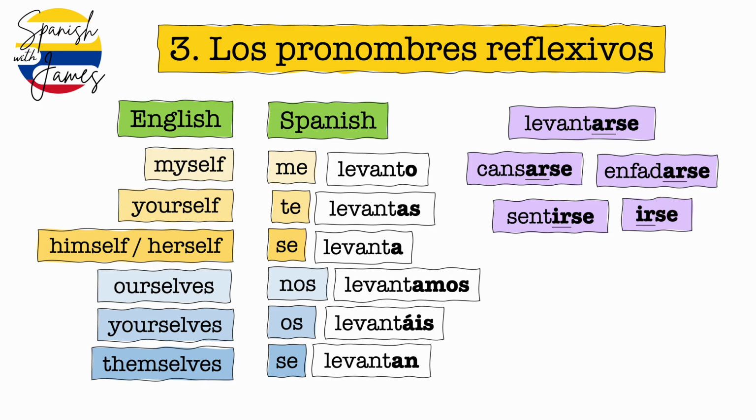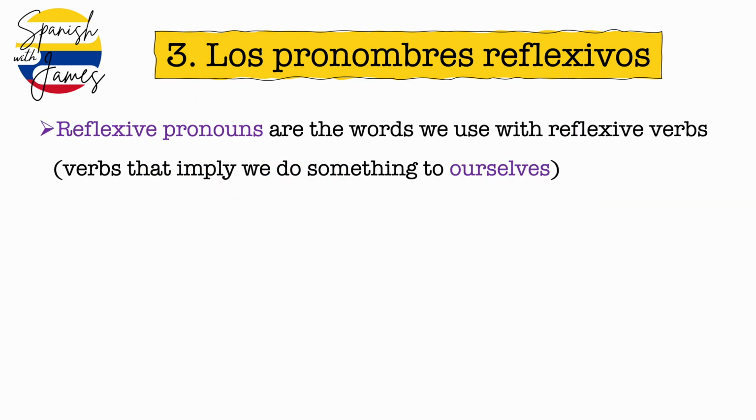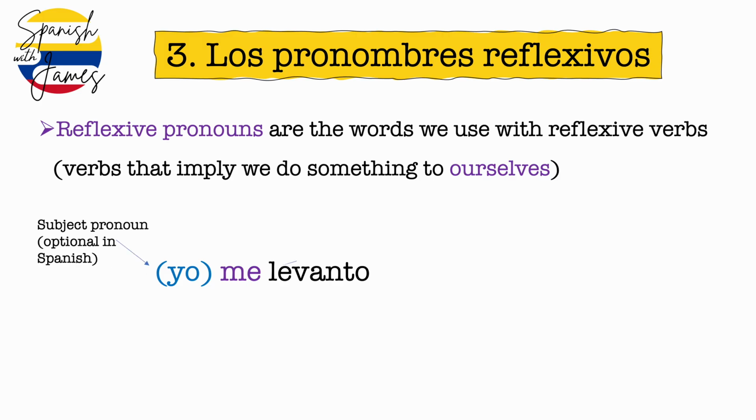Some things like ir, to go, have a reflexive equivalent with a different meaning or a slightly different meaning. So ir is to go, and irse is to leave, to go away from somewhere. If someone says vete, go away, me voy. It's like, right, I'm off. So to see some examples in Spanish, I could say, yo me levanto, I get up. But remember, the yo is optional. I can just drop that and say, me levanto. Me levanto, I get myself up.